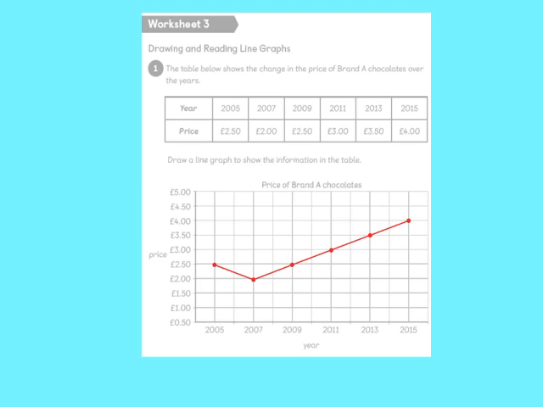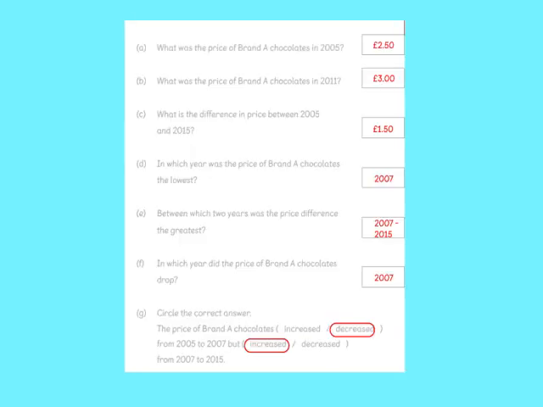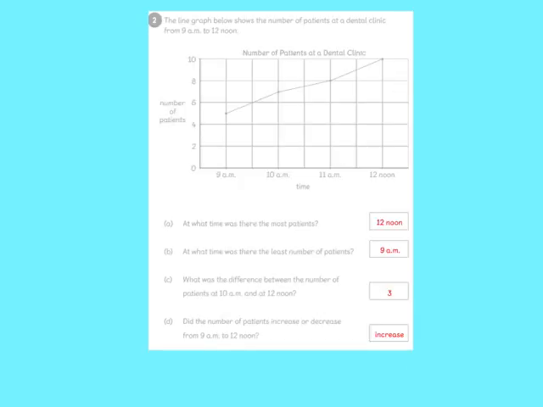So here are the answers to the worksheet. I hope your line graph looked something a bit like this. Here are the answers to question 1. And here are the answers to question 2.